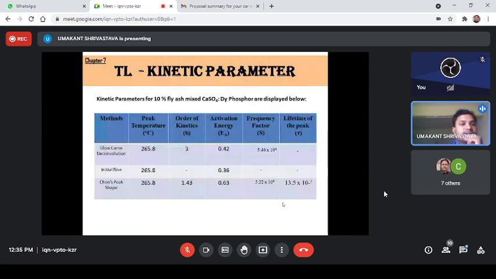We have also calculated the TL kinetic parameters for the 10% fly ash mix sample, that is the calcium sulfate Dy plus Fa10 sample, with the help of the glow curve deconvolution method, initial rise method, and Chen's peak shape method, and we have clearly observed well matched activation energies like 0.42, 0.36, and 0.63, and all other TL kinetic parameters.